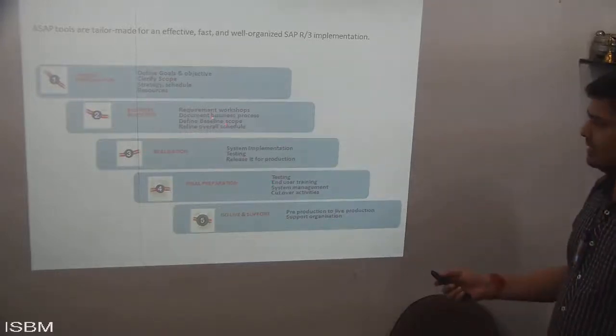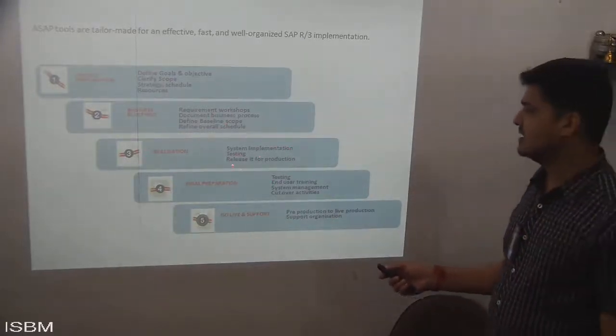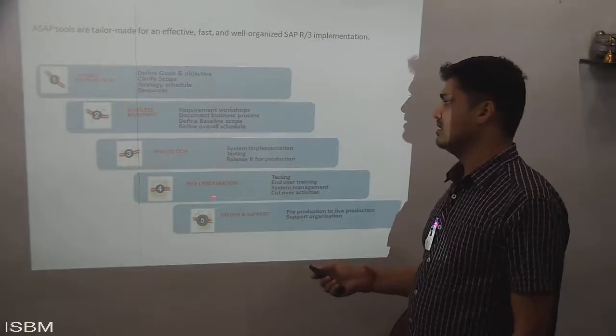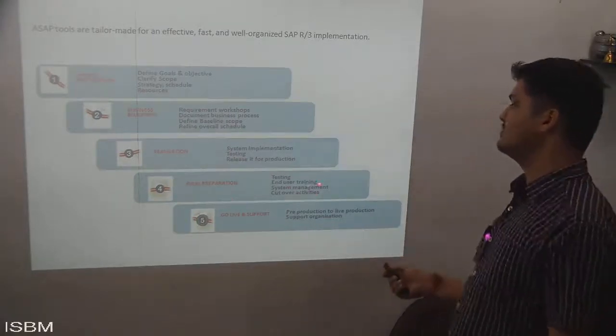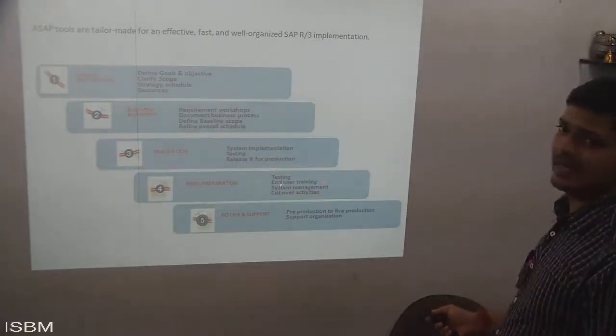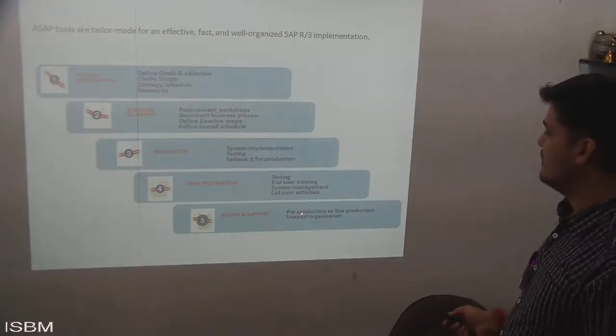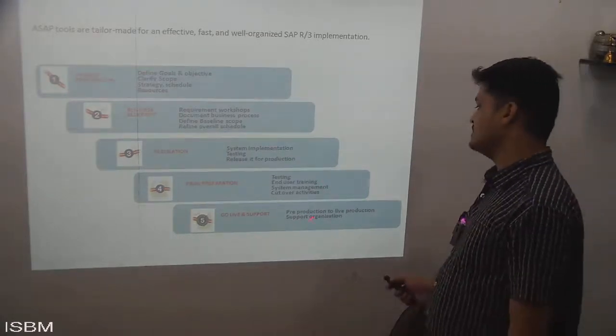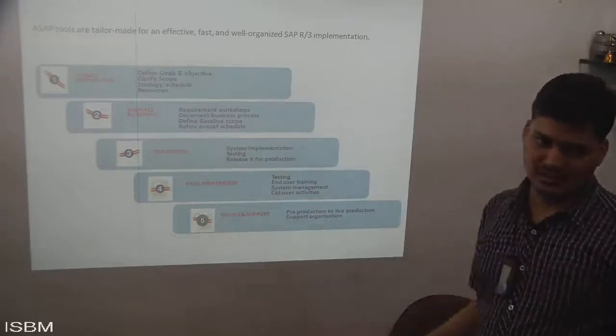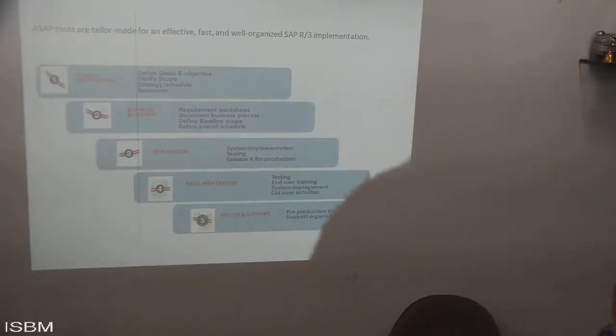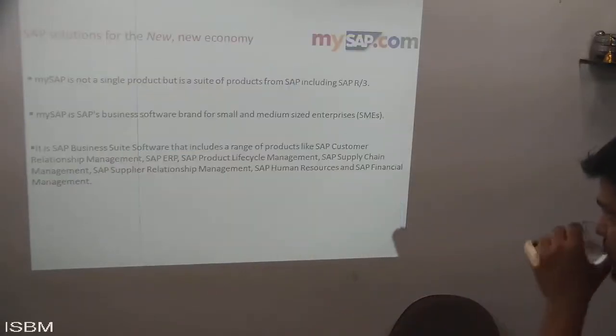Then realization. We realize that: system implementation, testing, and release to production. Then final preparation, which is testing and user training, system maintenance, cutover activities. Then go live: preparation, pre-production and live production support by the organization. These all come under your process.